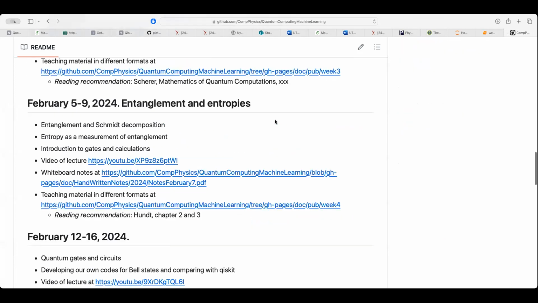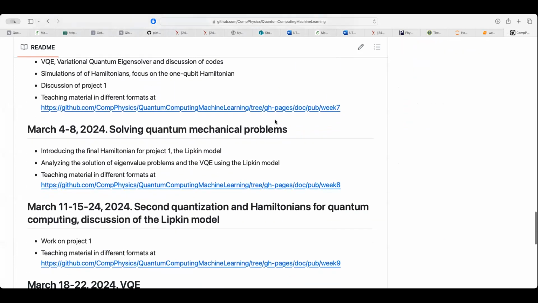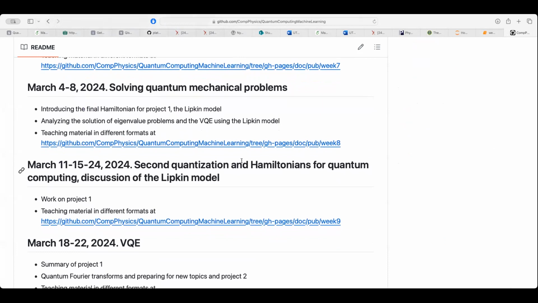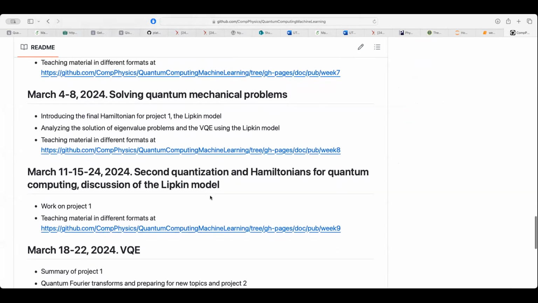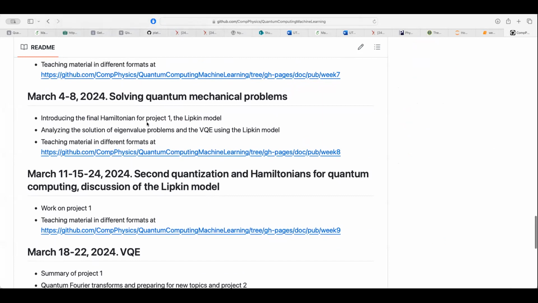So one thing which I did was also to try to sketch a final plan before the Easter break. So next week, we will introduce the final Hamiltonian, which is a famous model which has been used in many-body physics for many, many years, which is called the Lipkin model. And some of you have met it already if you've taken a basic course in many-body physics. And then we are going to look at how we can solve the eigenvalue problem for this Lipkin model.